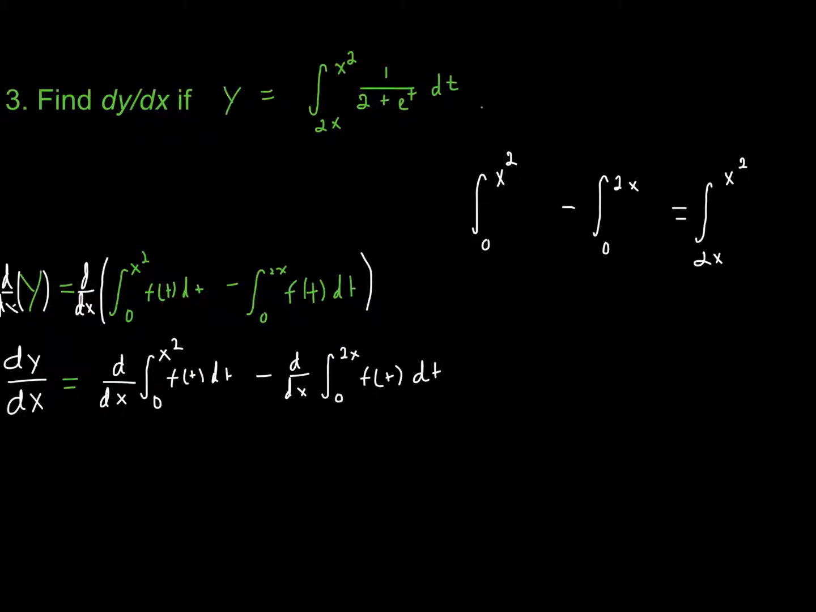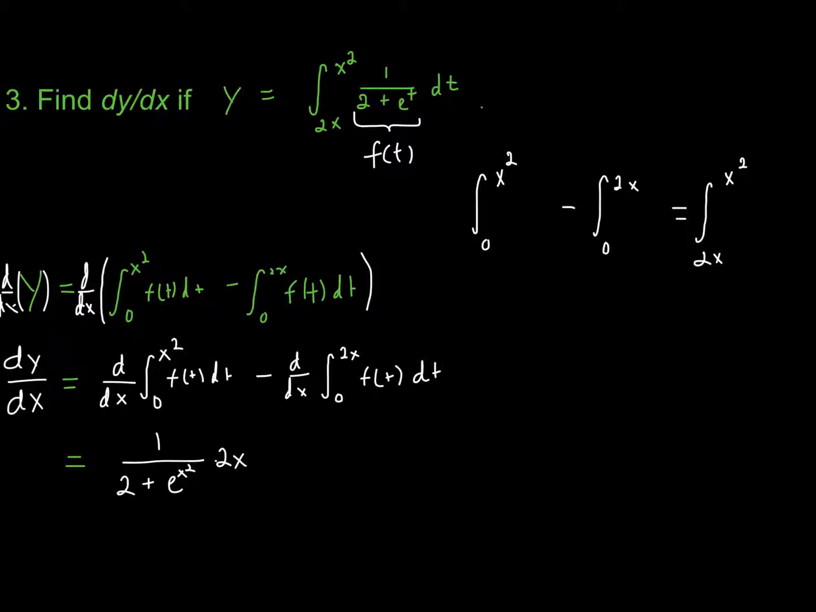All right, and now just to make something really clear, I wrote f of t here, and what I'm referring to is the function 1 over 2 plus e to the t, and that was just for convenience, so I didn't have to write it over and over. So now applying the fundamental theorem of calculus, I can take the derivative here, which is just going to be my function 1 over 2 plus e to the t, when t is equal to x squared, times the derivative of x squared, which is just 2x.